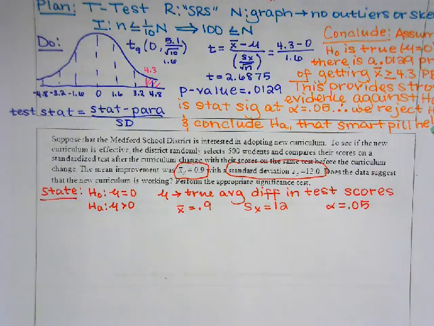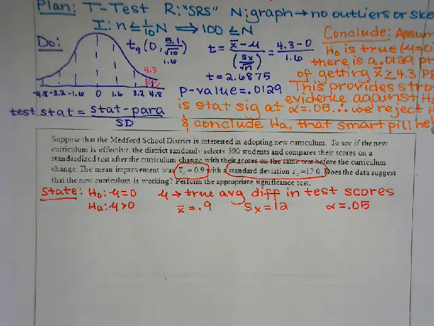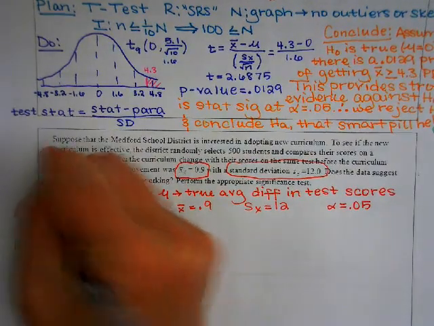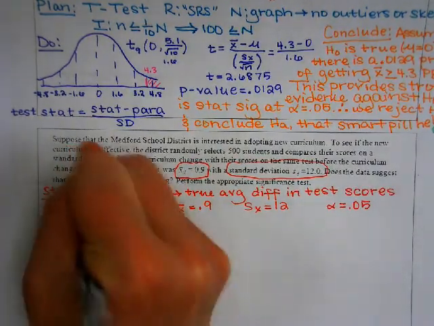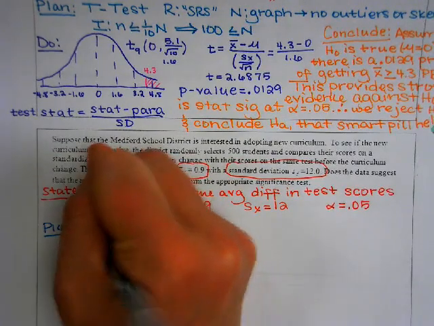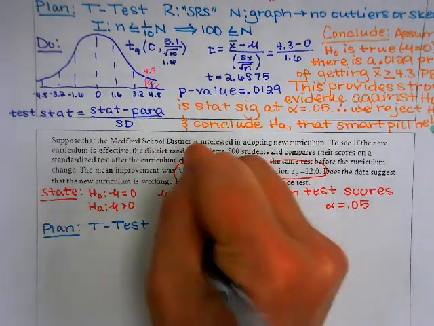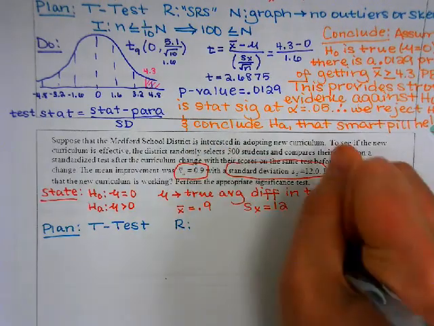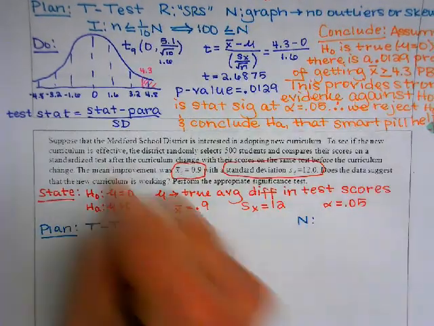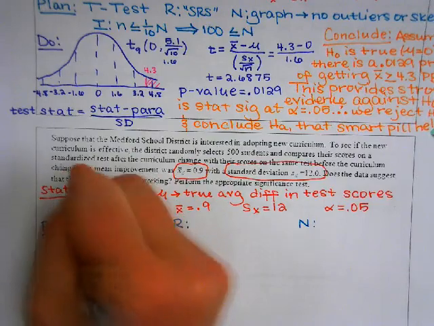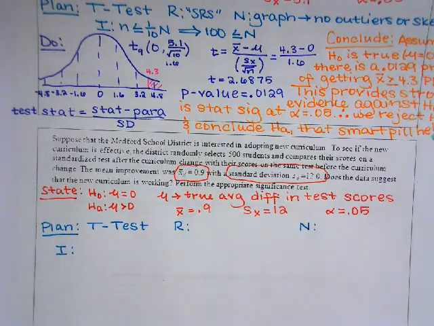All right, plan. What's the calculator function? T-test. What are the conditions? Random, normal, independent. How do we know it's random? Randomly select 500 students, so we'll just quote randomly. Normal.